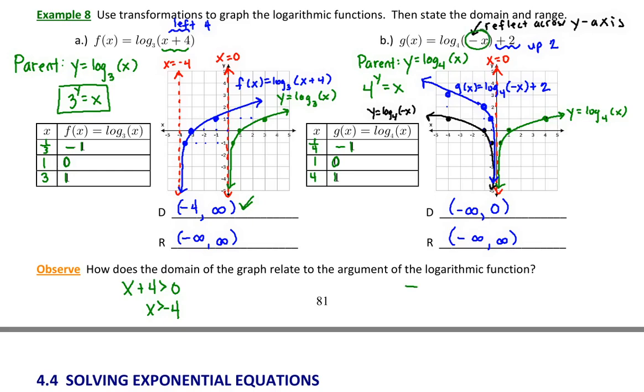On example B, it almost looks like we're violating that definition. But notice if I set the argument -x greater than 0 and then divide both sides by -1, that simply reverses the inequality. So x must be less than 0, and that's exactly what we have described here in interval notation. So that is a brief introduction to exponential and logarithmic functions. The key to understanding their relationship is to remember that they are inverses.